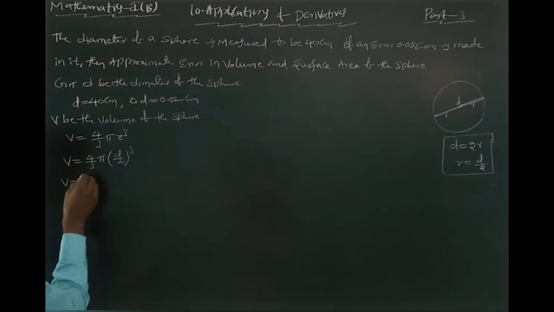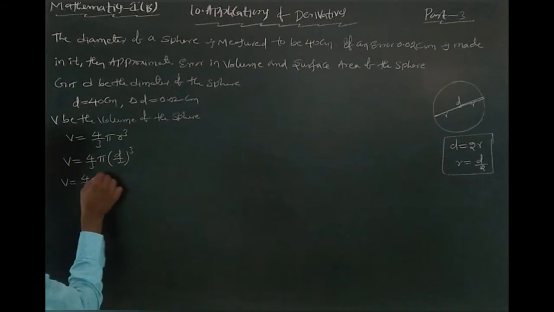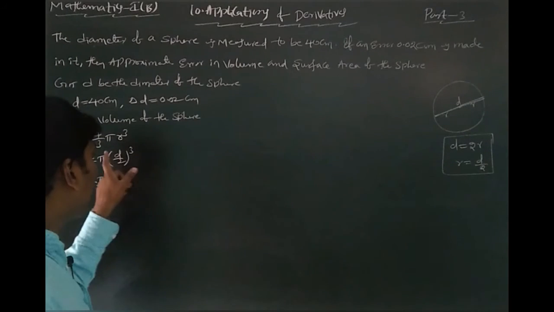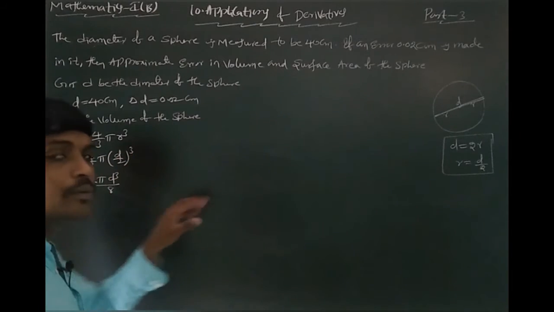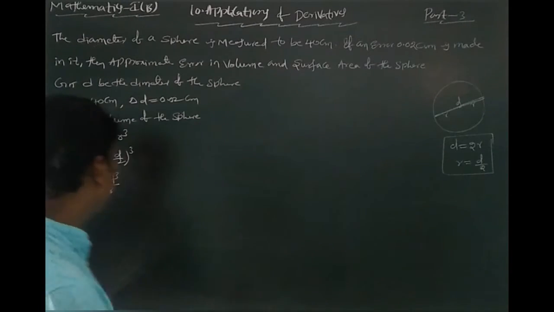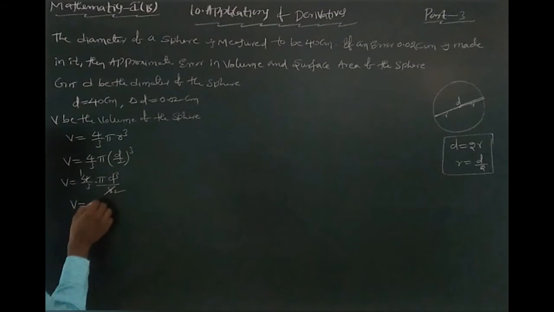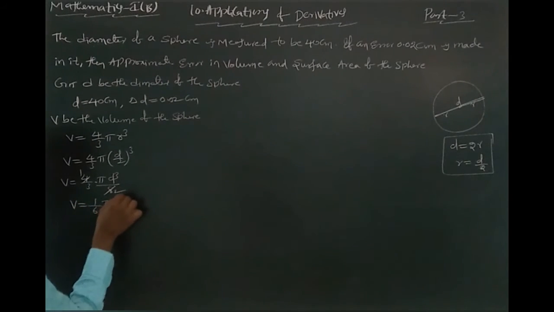Next, equal to, you can write 4 by 3 into pi d cube by 2 cube. 2 cube: 2 2s are 4, 4 2s are 8. 4 by 8 is, you can write, 1 by 6 into pi d cube.